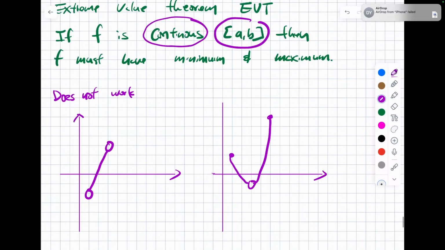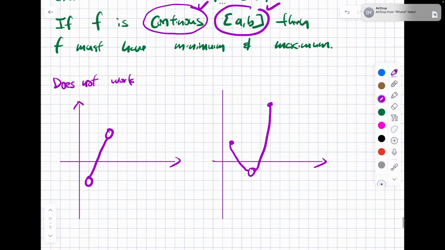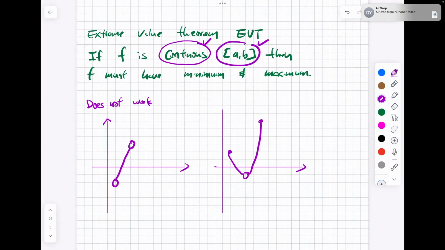So these two conditions are really important. It has to be continuous and has to include A and B. If it doesn't include A and B, I can have an open circle. Any questions so far? Very intuitive. They're not very, very difficult.